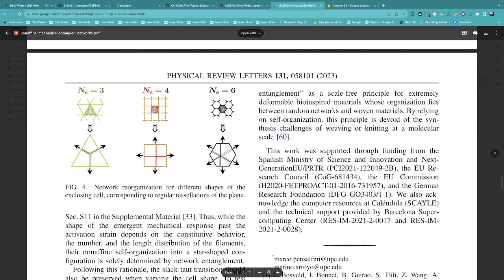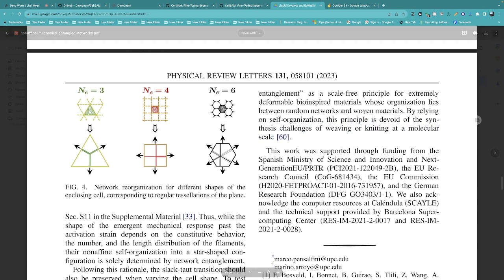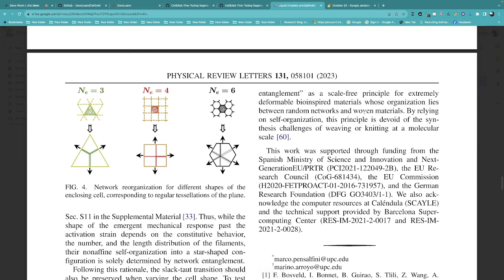We can think about this as something that is applicable to weaving and knitting at a molecular scale. So in nanotechnology, we want to weave or knit different materials together, different fibers, and we want to figure out the most optimal way to do that.